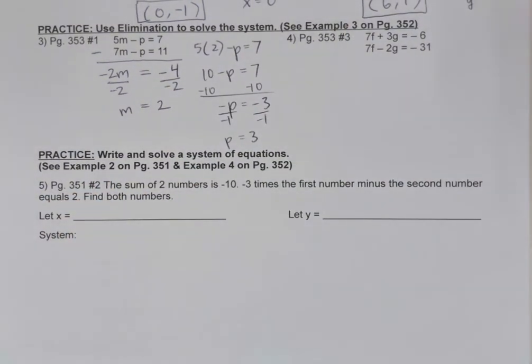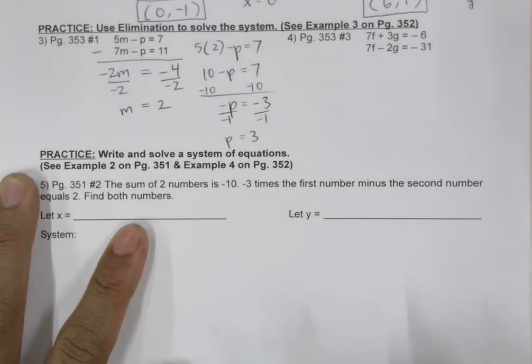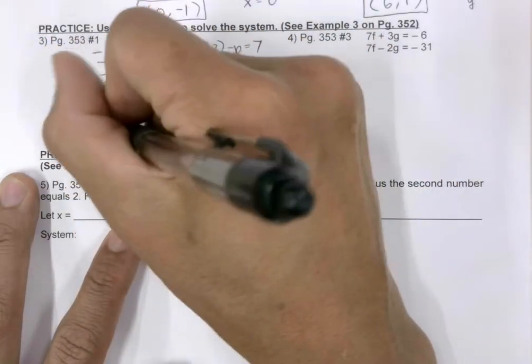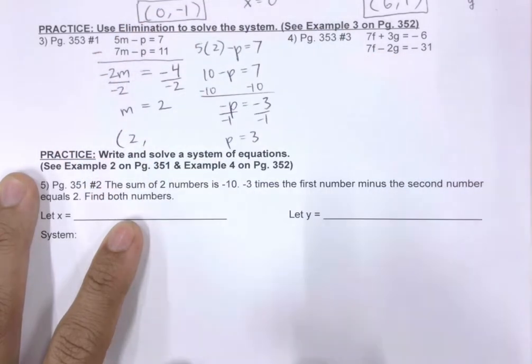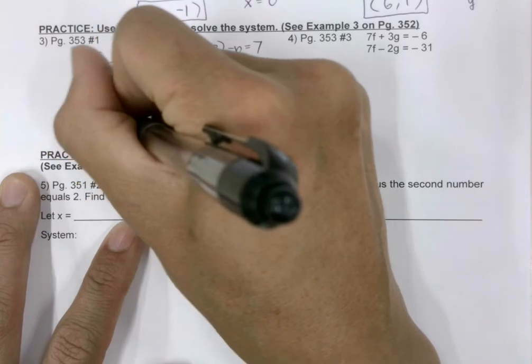And so we can go ahead and state this in an ordered pair of m comma p. So I'm going to go ahead and put 2 for m, comma p is 3, and I'll put a box around that.